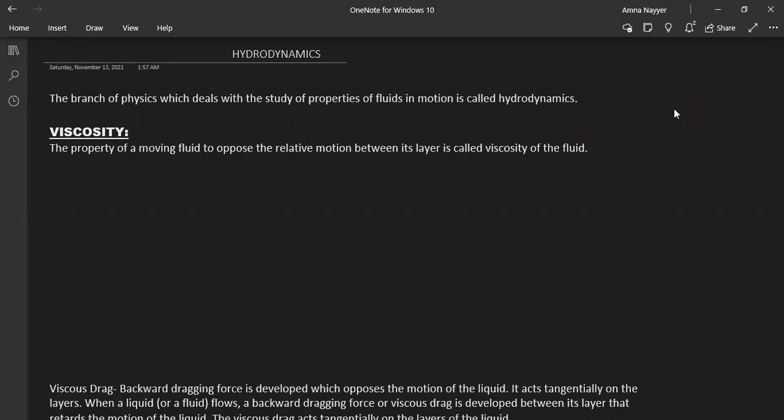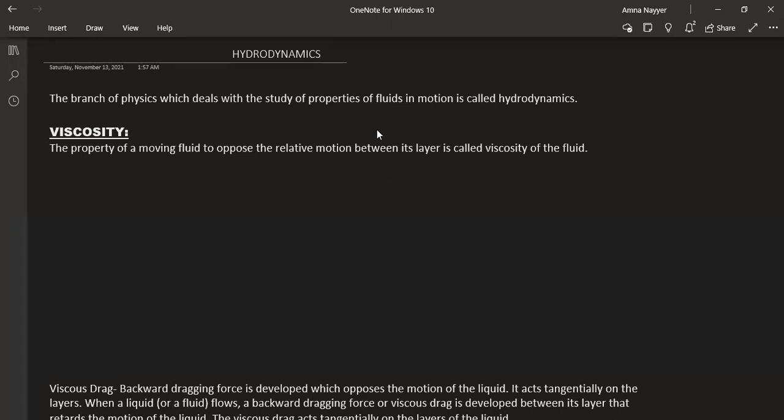So we'll have various theories. You have Bernoulli's theorem, you have Stokes' law, you have viscosity, which is a very basic topic. So we'll start first with viscosity. Now, why are we doing viscosity first? Because this is as basic as friction. Whatever work friction did in solids, the same work is done by viscous force in liquids. In fluids, to be precise, I would use the term fluids.